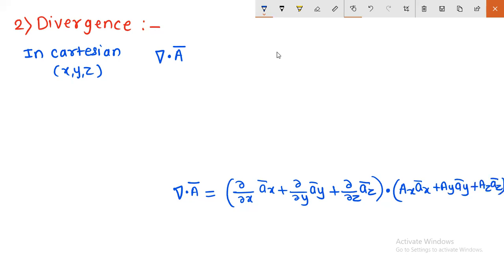So can anyone tell me the dot product? What is dot product here? Just tell me, this will be a scalar quantity or vector quantity?